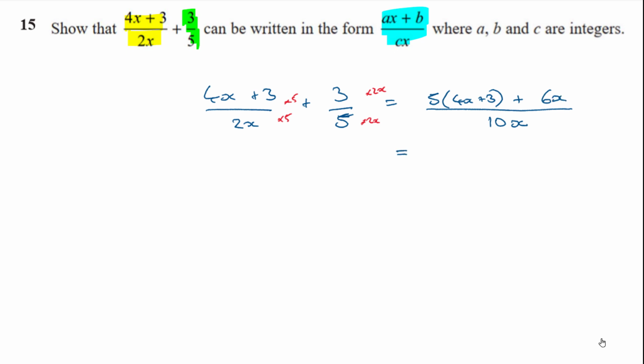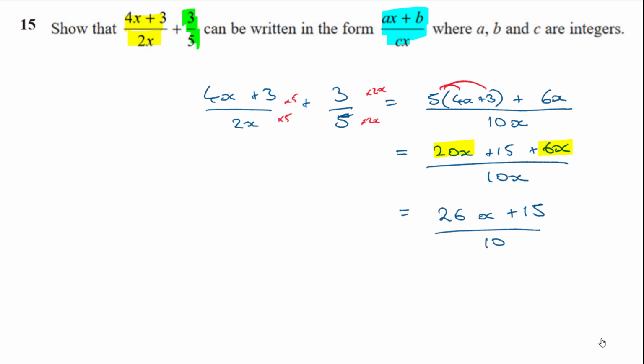Let's just remove that bracket on the top. So multiplying out the bracket, multiply everything in the bracket by 5. So 5 times 4x, that's 20x. 5 times 3 is 15. Plus I've got the 6x all over 10x. Okay, like terms, yes, I've got 20x and 6x, which I can add together. That is going to give me 26x plus 15 all over 10x.